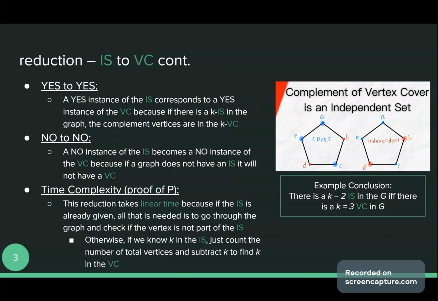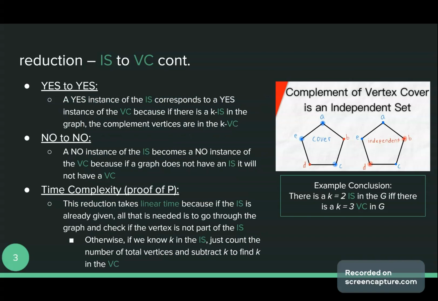A yes instance of the independent set corresponds to a yes instance of the vertex cover, because if there is an independent set in the graph, the complement vertices are in the vertex cover. A no instance of the independent set becomes a no instance of the vertex cover, because if a graph does not have an independent set, it would not have a vertex cover.